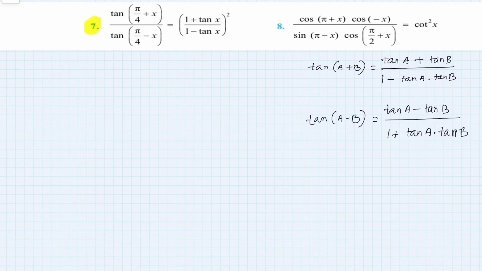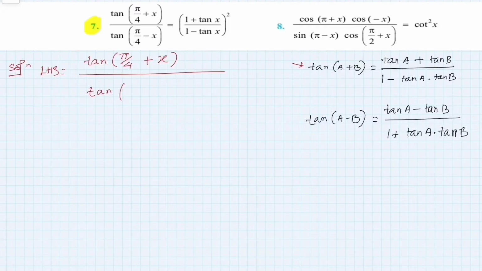In order to solve this, let us take the left hand side first. Left hand side is tan(pi by 4 plus x). Here we are going to apply this formula, tan(a plus b), and the denominator is tan(pi by 4 minus x), and here we are going to apply this formula, tan(a minus b). So let's apply.